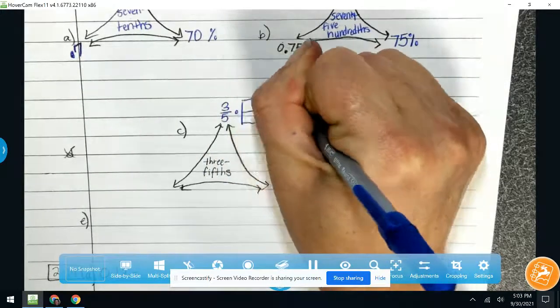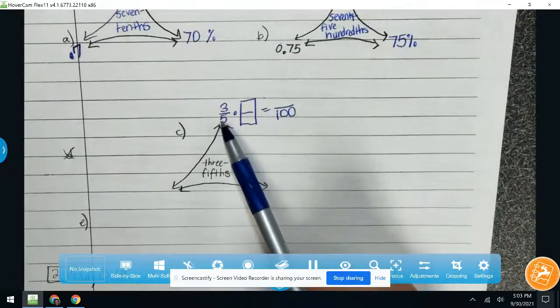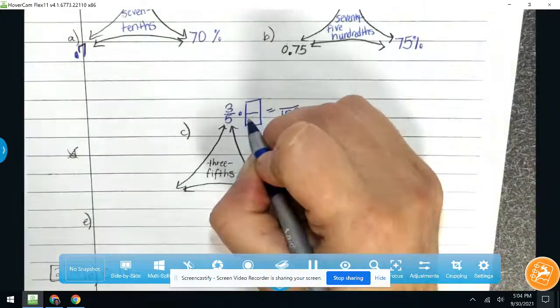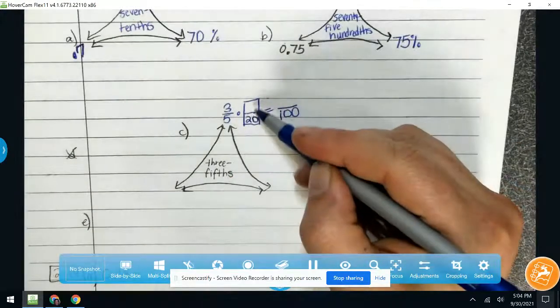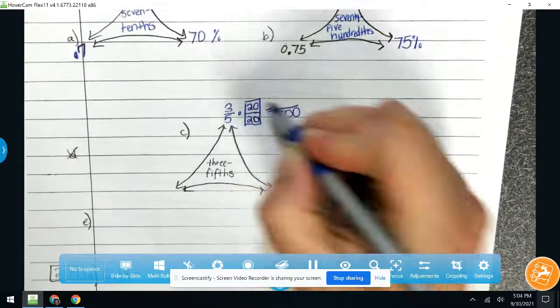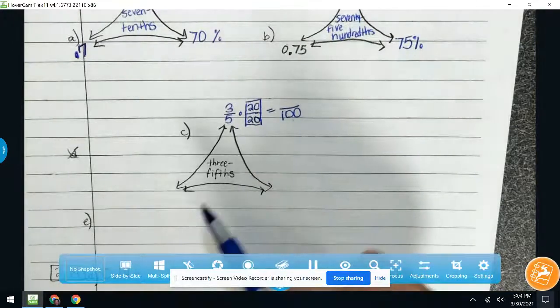And I want to have 100 as my denominator. So I have 5 times something gives me 100. They're $20 bills. So now I have my giant 1 right here. So I need to ask myself, 3 times 20 is what?